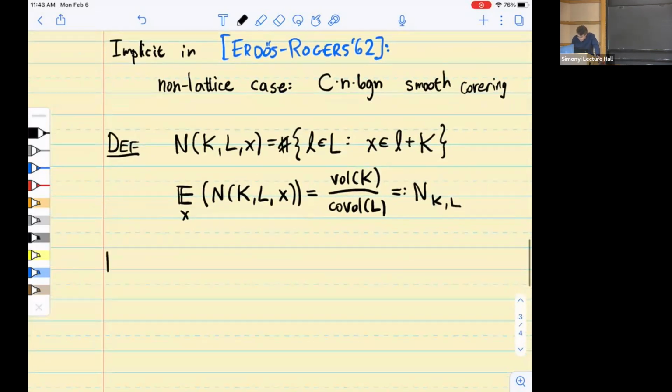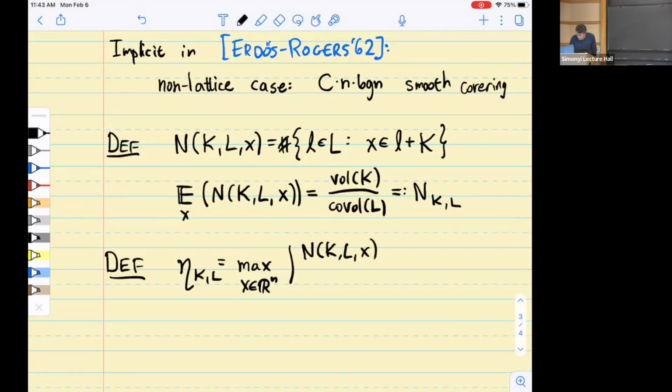So what we want is this. This is the smoothness of the covering. Let's call it eta KL. That's the max over all X in space of N K L X divided by N K L, minus 1. This is the expectation. And we want to be always within 1 plus or minus epsilon of the expectation.